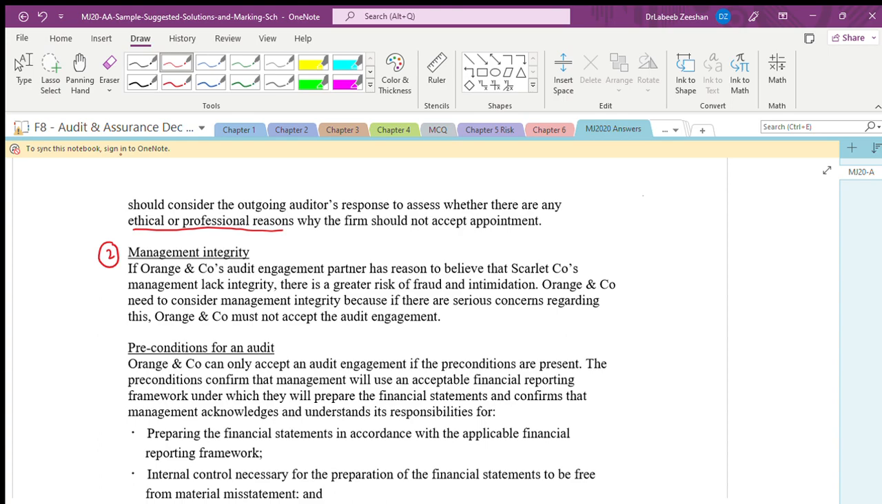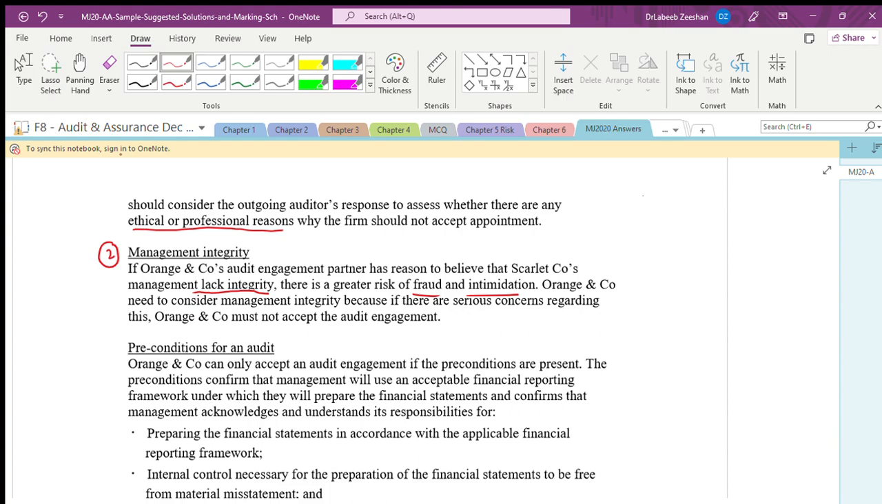If the auditor has reason to believe that the management lacks integrity, if the management is not straightforward, then there is a greater risk of fraud and intimidation. See, before you accept the audit, you have to be very careful. Before you accept the offer, you have to be very careful. What I told you in the beginning, once you accept the offer, you should not resign. Resignation of the auditor from the client is the last option. In some cases, it is not an option also.